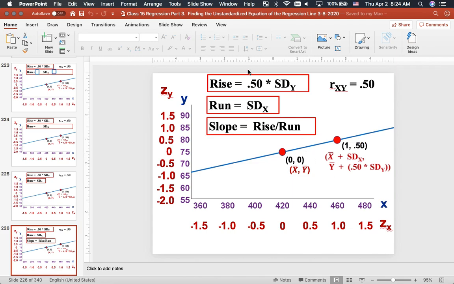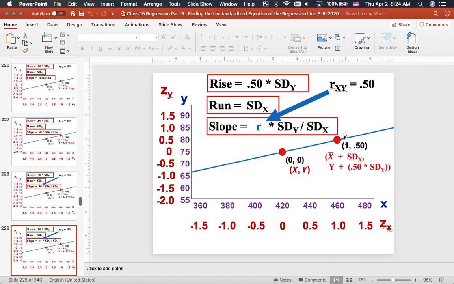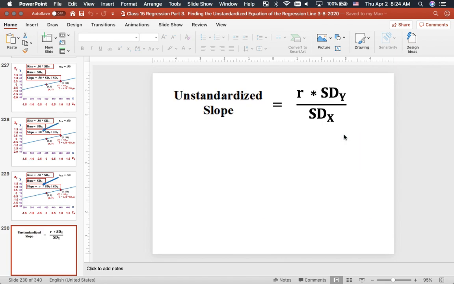So you can see right here that 0.5 is just our correlation coefficient. So if you just write r right there, that's where that formula comes from. Okay, so again, if you want to find the unstandardized slope, we just use this nice formula right here: correlation coefficient times SD of y divided by SD of x.